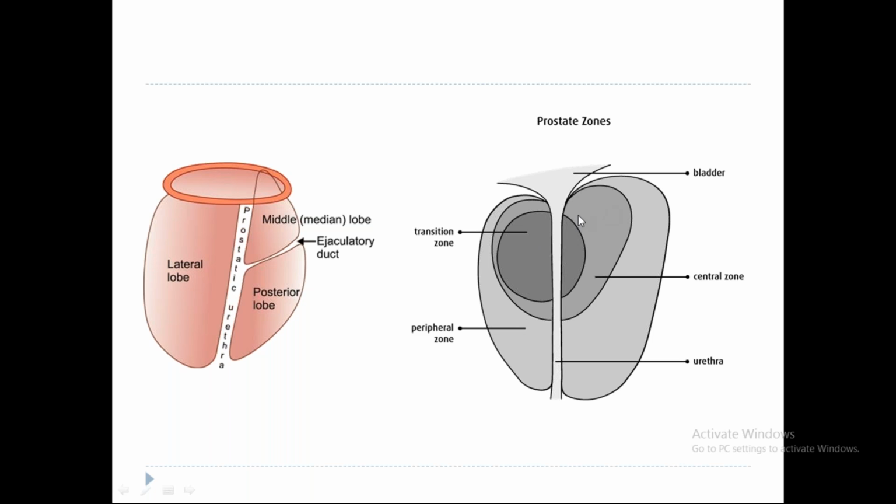Transition zone. Surrounding this will be the central zone. This is the peripheral zone, described by McNeal. Okay, this is the bladder. This is the urethra, the prostatic urethra, the central one. The same here. This is the median or middle lobe, posterior lobe. Between these will be the ejaculatory duct, opening into the prostatic urethra. This is the lateral lobe. This is the bladder neck.